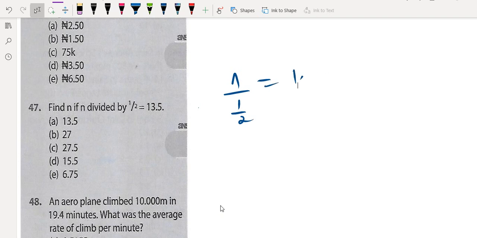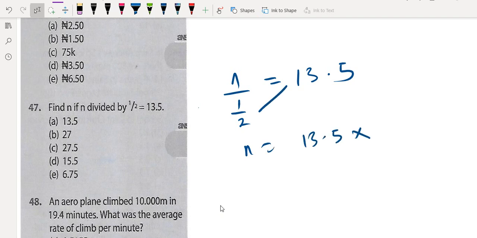13.5. Because she multiplied. N over n divided by 1/2 is 13.5, right? Yes. So what is that now? 13.5 times 2. No, this thing at the bottom is timesing it. Are you hearing me? Yes. And it's 1/2 that is there. So this becomes 13.5 divided by 2, and that's what? 6.75.